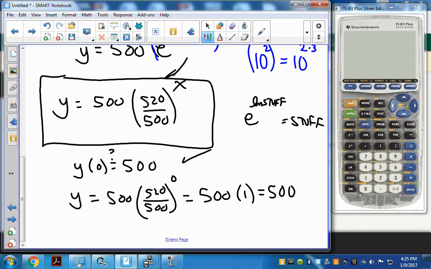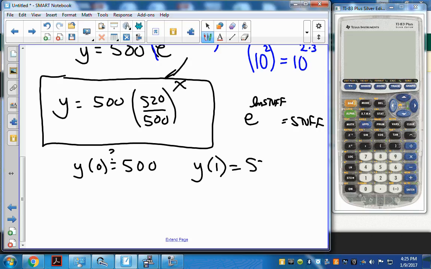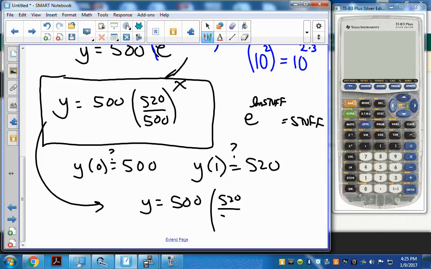Yeah. And the second thing that we wanted to check was making sure that when we put 1 in for x, we got 520. So does y of 1 equal 520? Well, again, reasonable, easy check to do. We're going to put 1 in for x, so y becomes 500, looking at the specific solution here, times 520 over 500 raised to the first power. And now you do the exponentiation. 520 over 500 to the first is 520 over 500. Then you can cancel the 500s, and we get 520. So that's valid as well.